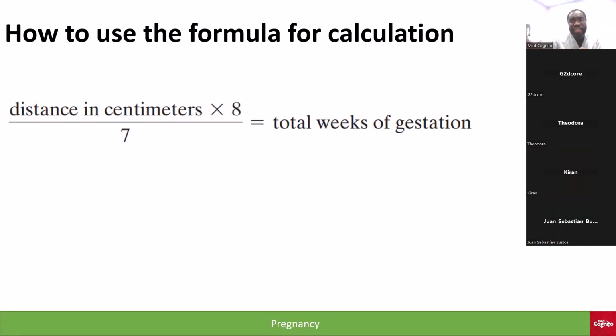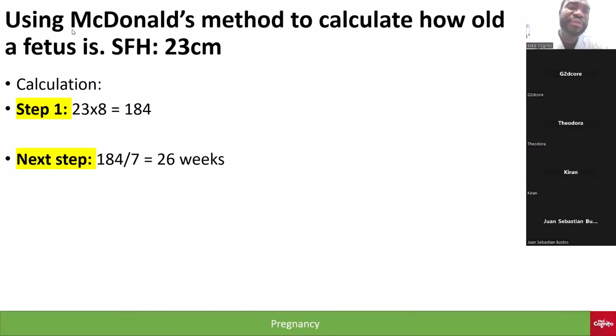So we've learned the Nägele's rule, minus 3 months plus 7 days. But then we are learning the McDonald's method as well. I have a question for you. Using McDonald's method to calculate how old the fetus is, if the measurement is 23 centimeters, how old is the baby? Or how many weeks is the baby?